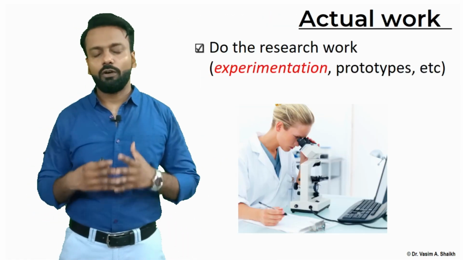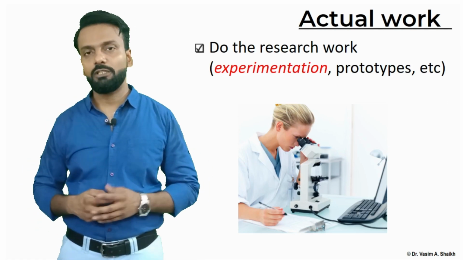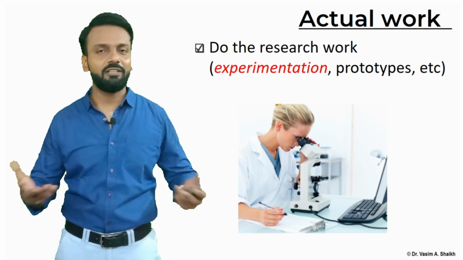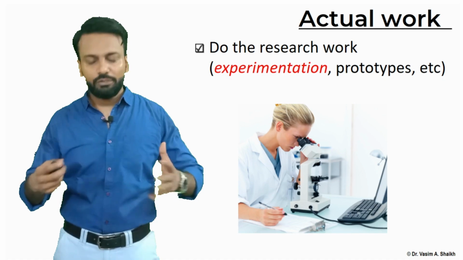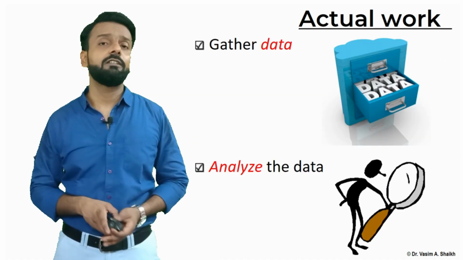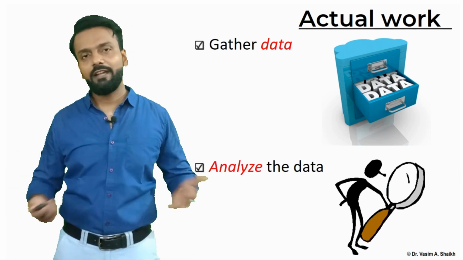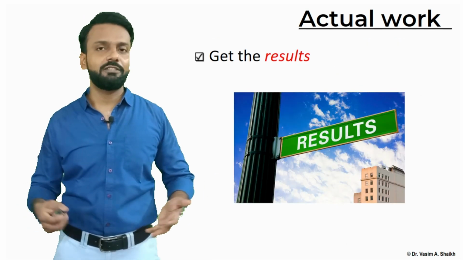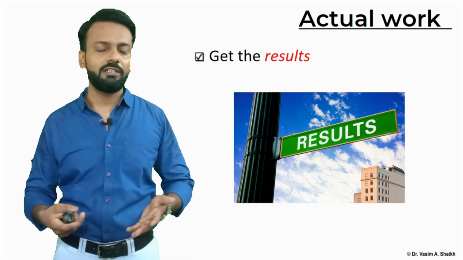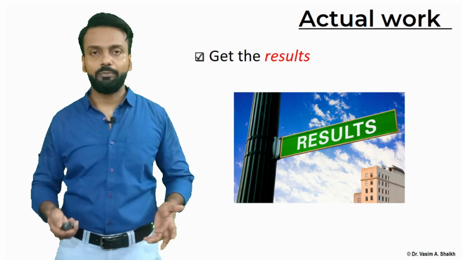So once you have listed all these points, assumption, limitation, objective, then you start with your actual work. The actual work that you are doing, the experimentation, making the prototype, etc. Then you are doing the actual research work. You are gathering the data. You are doing the experiment, collecting the data, analyzing the data, and finally you are getting the results from your data, and then you are discussing those results, and when all these things are done, you are ready to write a paper.